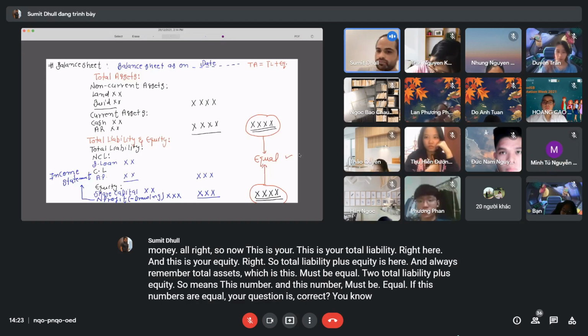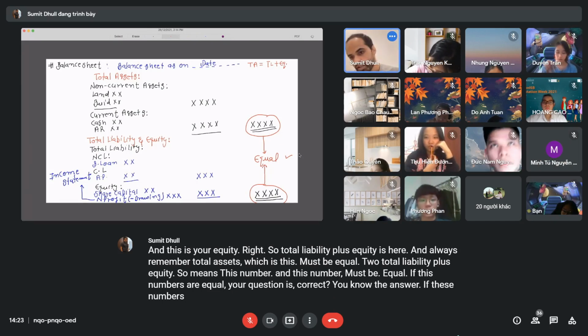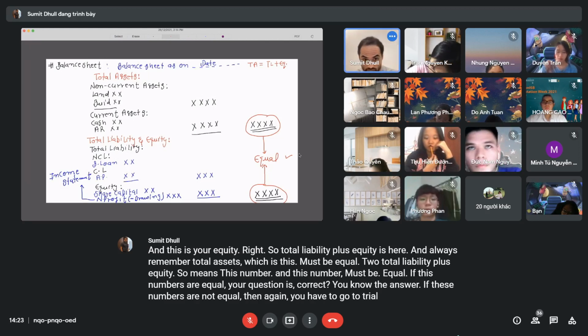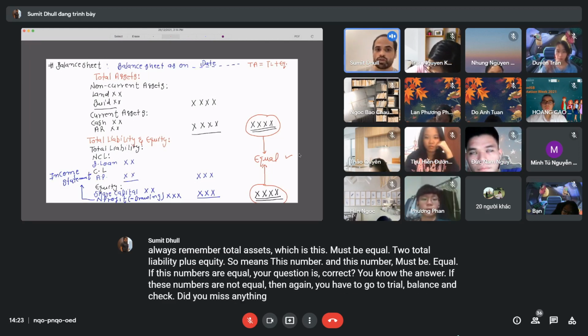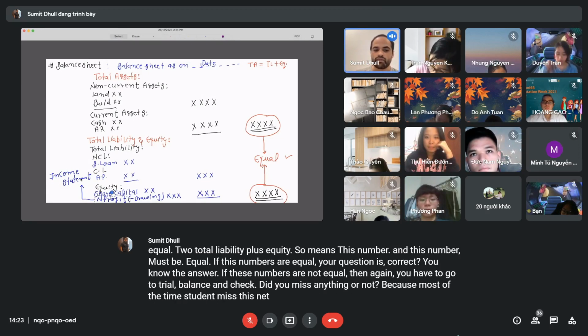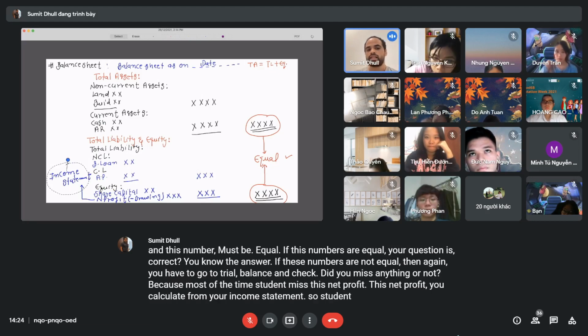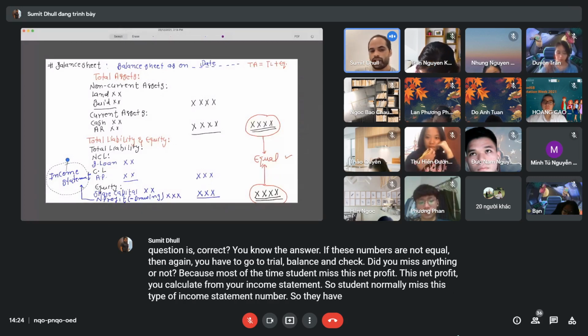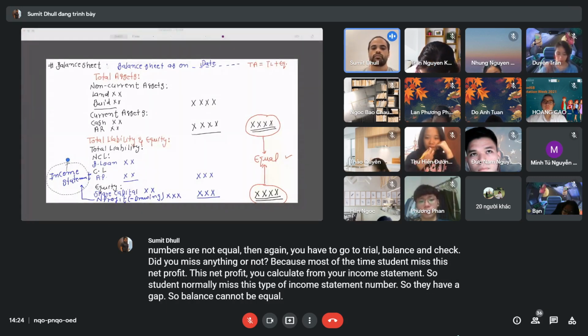You know the answer. If these numbers are not equal, then again, you have to go to the trial balance and check, did you miss anything or not? Because most of the time, students miss this net profit. This net profit you calculate from your income statement. So students normally miss this type of income statement number. So they have a gap, so the balance cannot be equal, right?